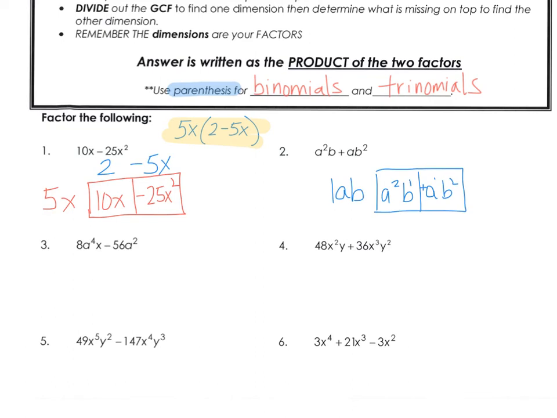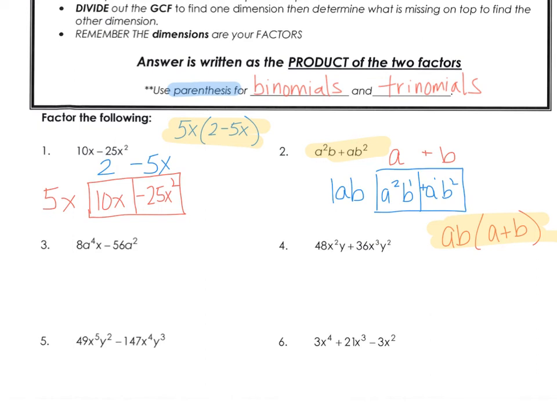Working backwards, thinking about what we would multiply to get A squared B, I would need to multiply that by an A. Working backwards, what would we multiply to get an AB squared? I would multiply that by B. My final answer, AB times A plus B. That is factored. I took this polynomial and I factored it. There's my answer.